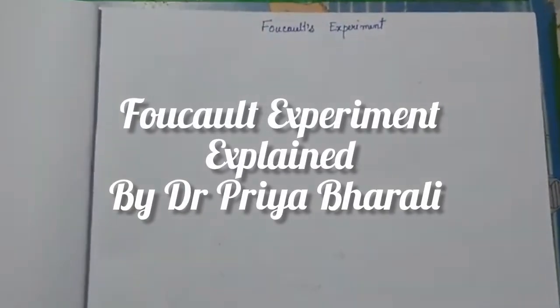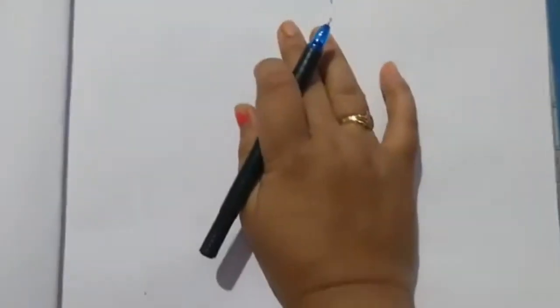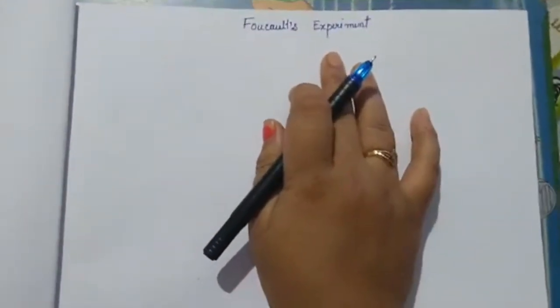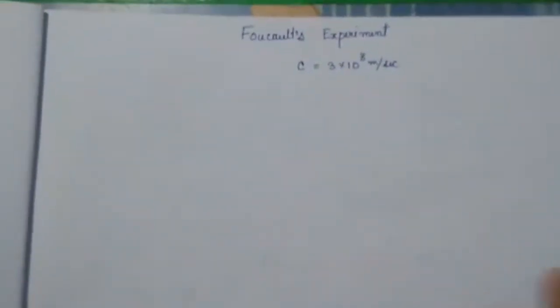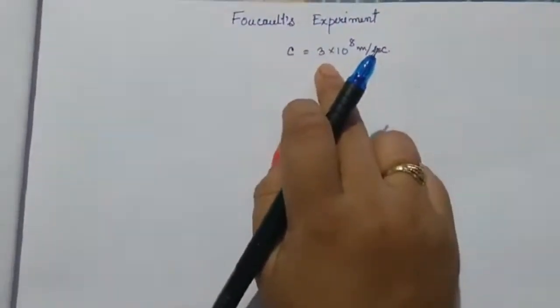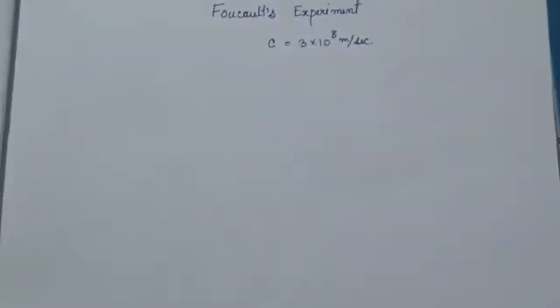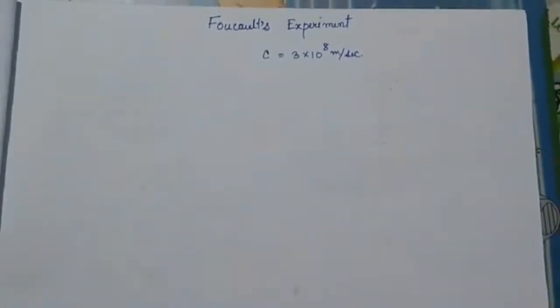Hello students, today let us discuss Foucault's experiment. This particular experiment is basically a way of measuring the speed of light. The speed of light is denoted by c, and we know that it is 3 × 10^8 meters per second. It is well known to us. But Foucault calculated and proved the value to be 3 × 10^8 in a laboratory experiment. That is what he has done.